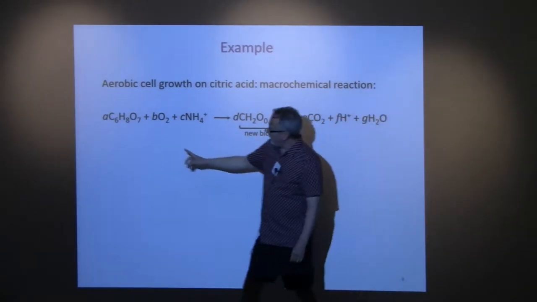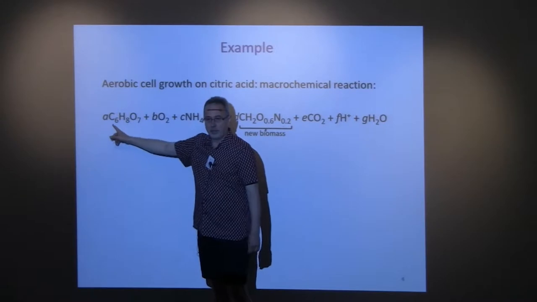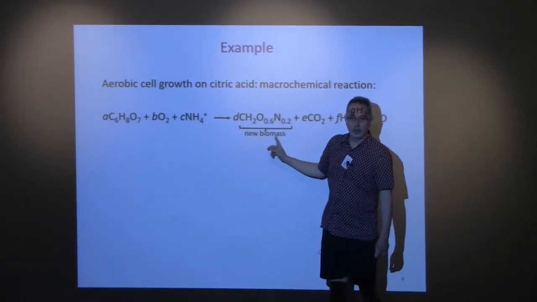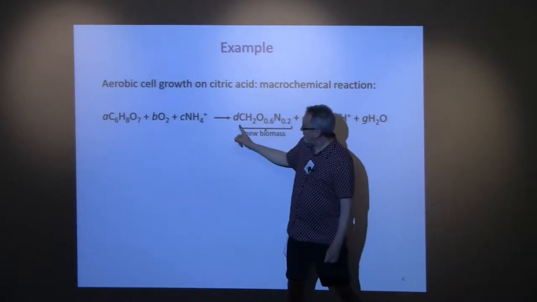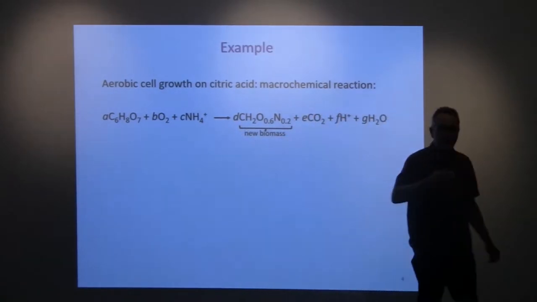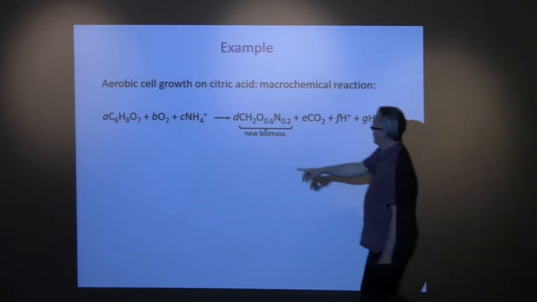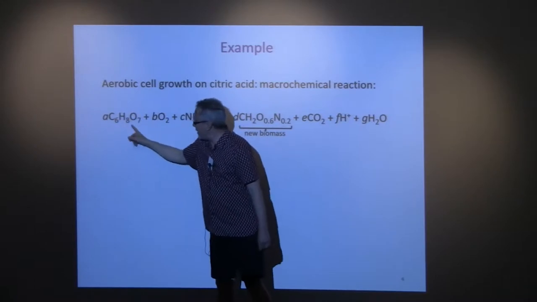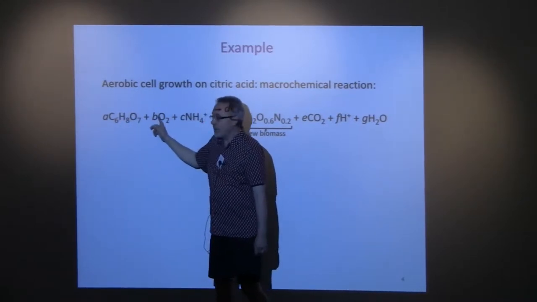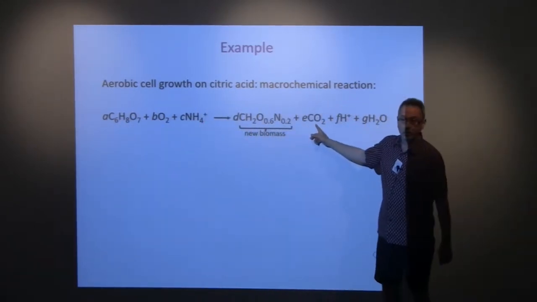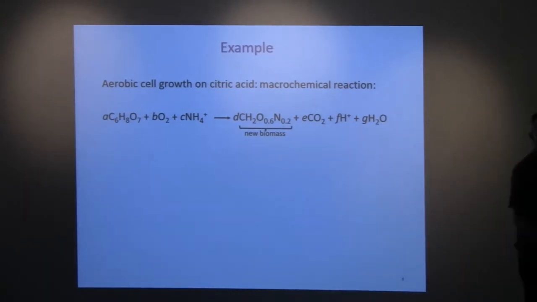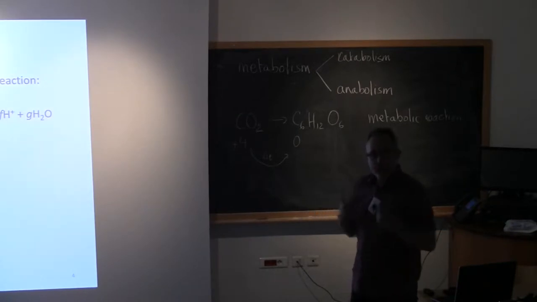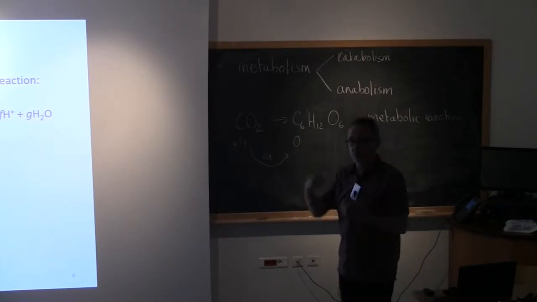So what you see is that on this side, I have one source of carbon, it's citric acid. That source of carbon is going to be the source of carbon for my new biomass. So the citric acid is indeed the substrate that is used to synthesize new biomass. But it's also the source for CO2. Now, if you take citric acid and you oxidize it with oxygen, you'll produce CO2, right? That's what we do. In our cells it's mostly glucose. When we respire glucose, our glucose is transformed into CO2.